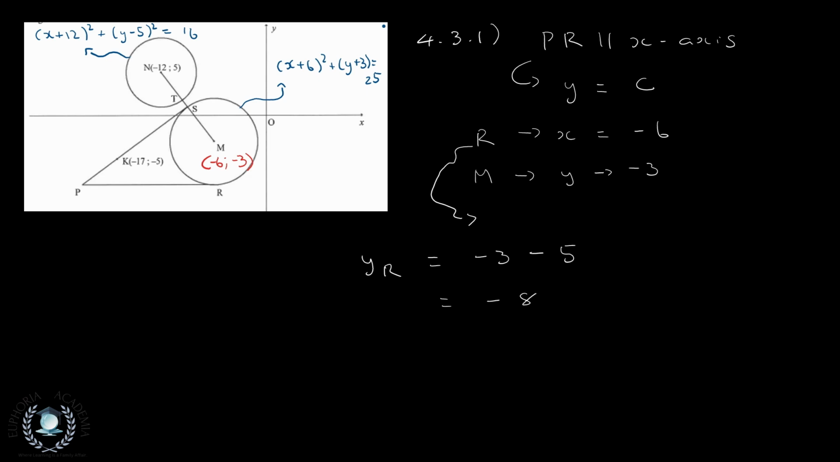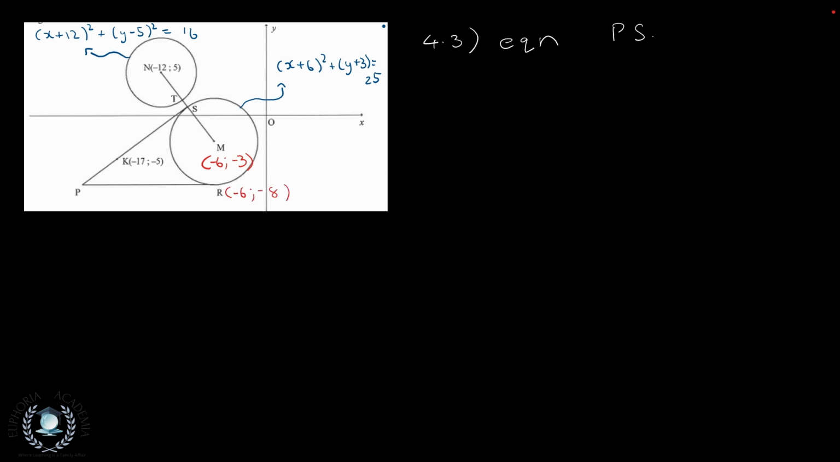Now we have the y coordinate of R, and we have the x of R, so minus 6 and minus 8. We said that the equation of the tangent is going to be y equal to some constant, which is actually the y coordinate of R, as well as P in this case, because it's the same line, right? So therefore the equation of PR is y is equal to minus 8.